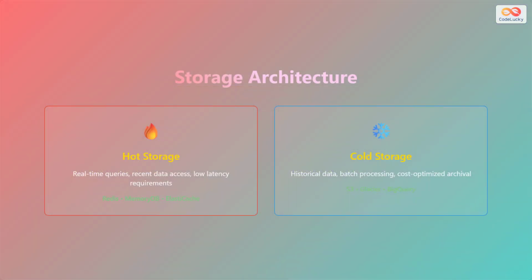Here is a deep dive into the storage architecture. Hot storage is used for real-time queries, recent data access, and low latency requirements, using technologies like Redis, MemoryDB, and Elasticache. Cold storage is used for historical data, batch processing, and cost-optimized archival, and this is achieved using technologies like S3, Glacier, and BigQuery.